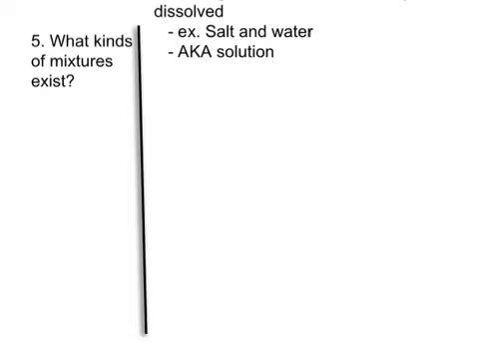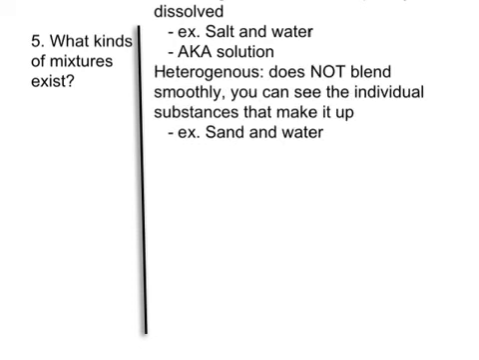and that's what we call heterogeneous. A heterogeneous mixture is one that does not blend smoothly. Okay, so basically what you can see is the individual substances that make it up. So if you took sand and water and put it in a cup, you would see the sand layer on the bottom and the water layer on top.